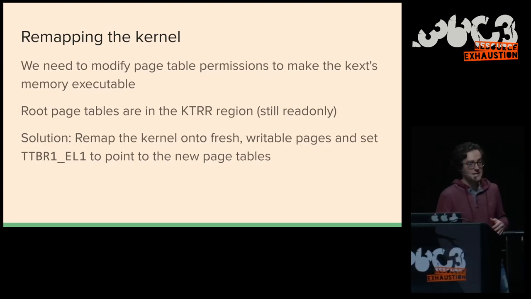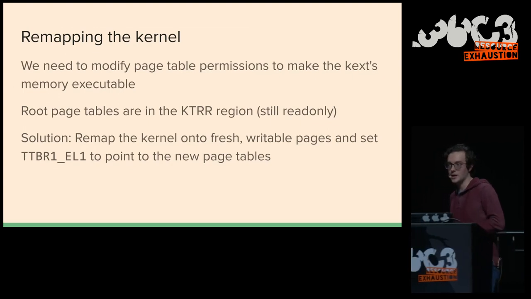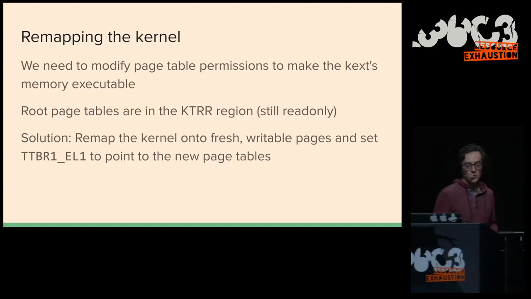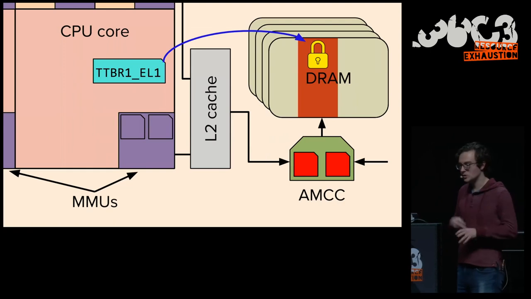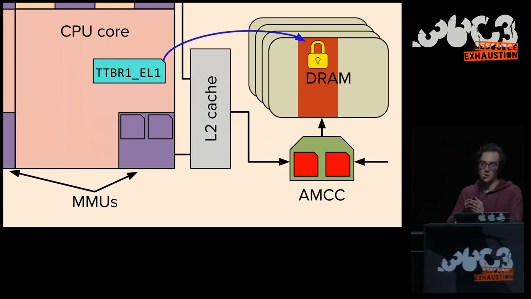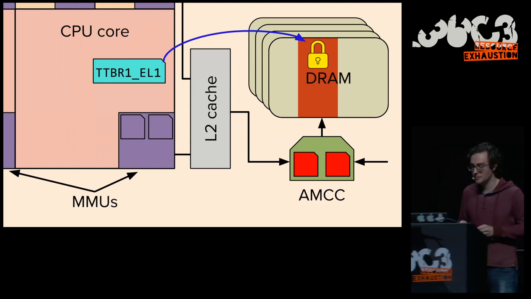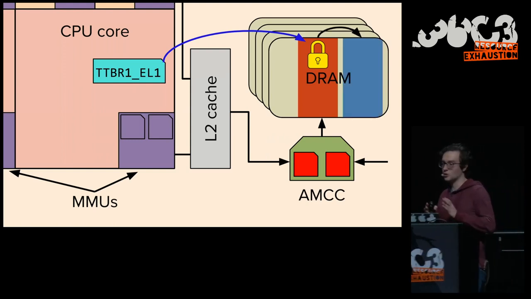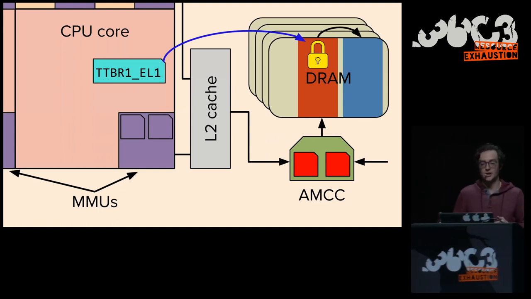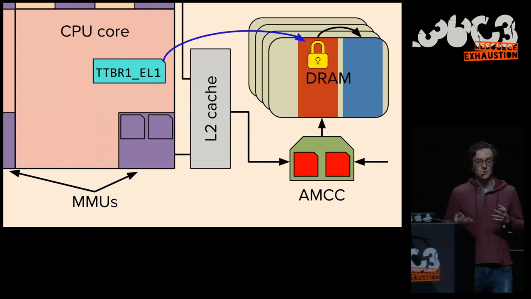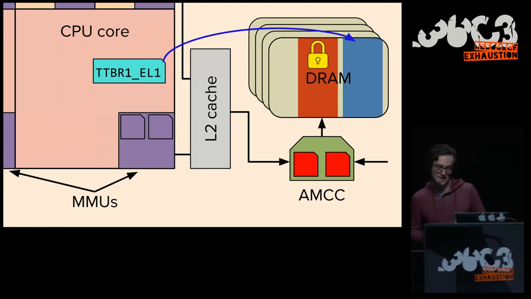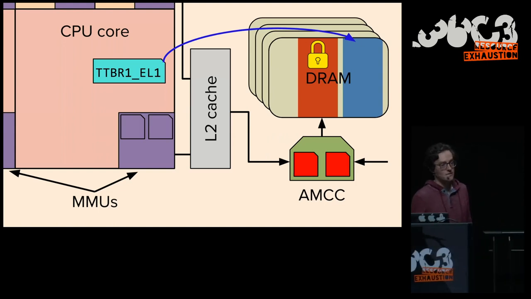The solution to this is to do exactly the same thing that Luca did in the 10.1.1 bypass, which is to remap the kernel onto fresh writable pages and set TTBR1 to point to the new page tables instead. What that looks like is initially the TTBR1 register is going to point to the root of the page tables, which lies inside the protected region. What we have to do is copy the pages containing the kernel onto new writable pages that are outside of the protected region, update the page tables in kernel memory, and then make TTBR1 point to the new modified page tables instead. And with that, we do now have the ability to patch the kernel.